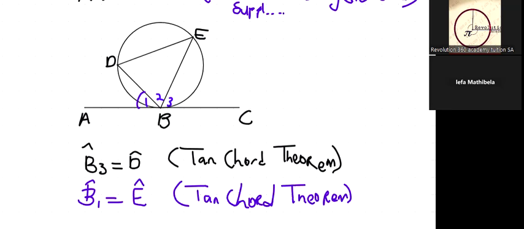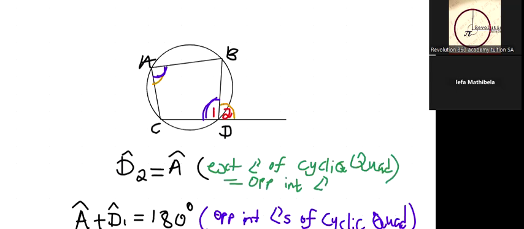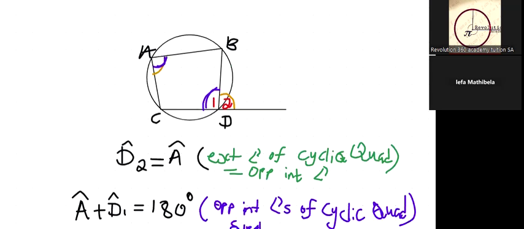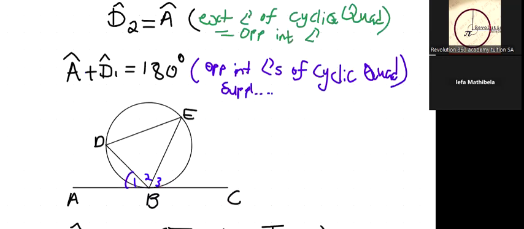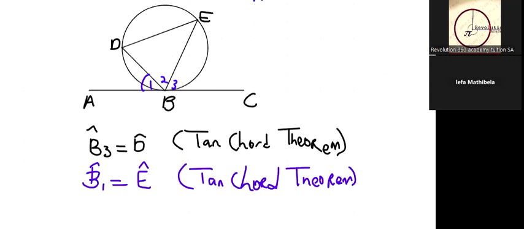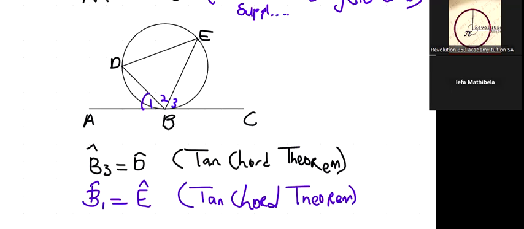So it's very important that you know these theorems. The exterior angle of a cyclic quad is equal to the opposite interior angle, and that is theorem 5. Then theorem 6, the opposite interior angles of a cyclic quad are supplementary. Then theorem 7, the angle between a tangent and a chord is equal to the angle in the alternate segment. That is the tan-chord theorem. So we can conclude B3 is equal to angle D, tan-chord theorem, or B1 is equal to angle E, tan-chord theorem.